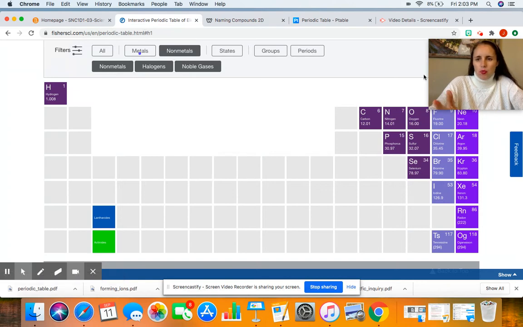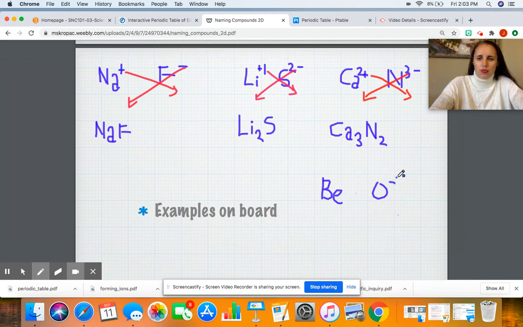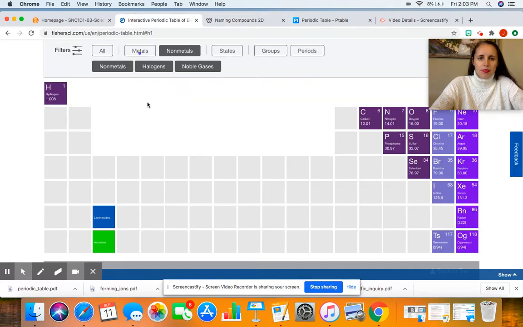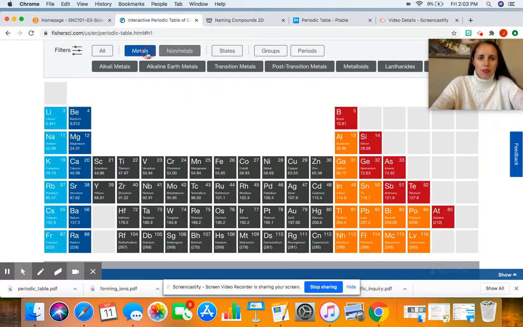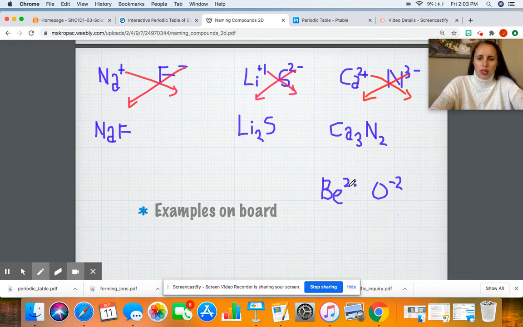So we're going to start with oxygen because that's what's up. Oxygen is my nonmetal, and oxygen has a charge of -2 in this column. So I'm going to record the oxygen over here as -2. Beryllium is a metal. And beryllium over here has a charge of +2. So I'm going to record the charge of beryllium over here as 2+.